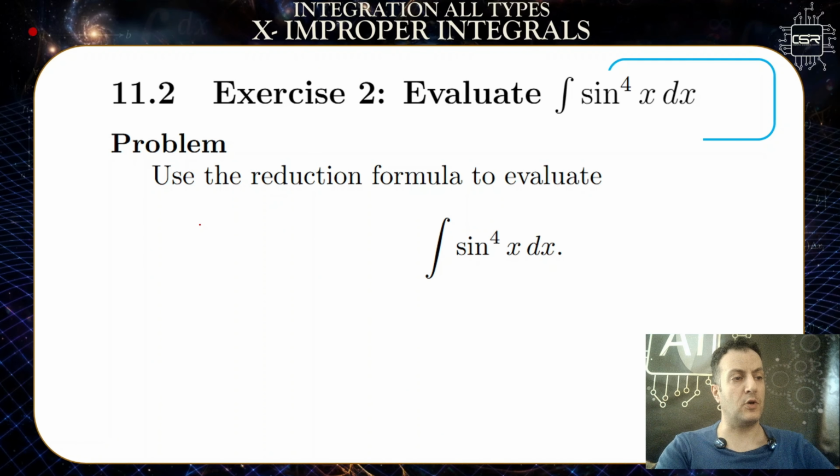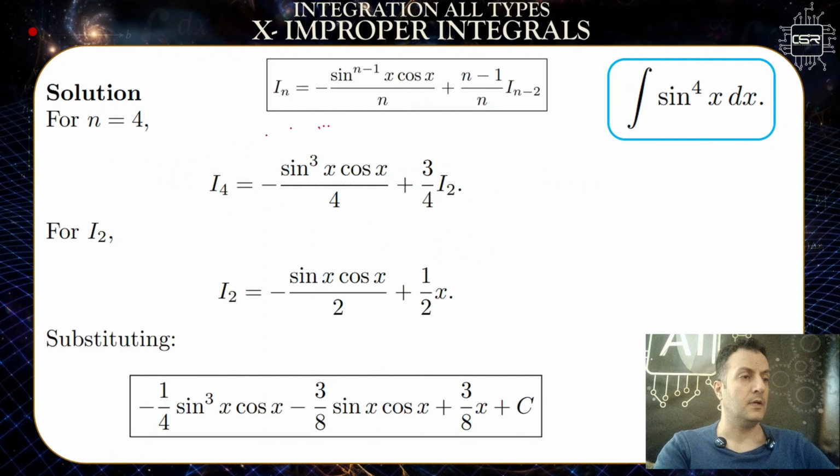Use the reduction formula to evaluate integral of sine to the power of 4 x dx. This is the formula. So I_n, which is I_4, is equal to minus sin to the power of n minus 1, which is 4 minus 1, or 3, x, times cosine x divided by n, which is 4, plus 3 over 4, which is n minus 1 divided by n, times I_(n minus 2), which is I_2. Okay, so what is I_2?